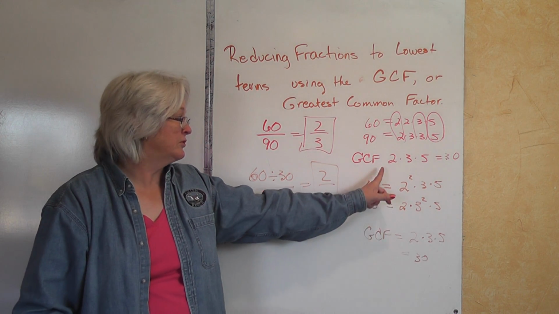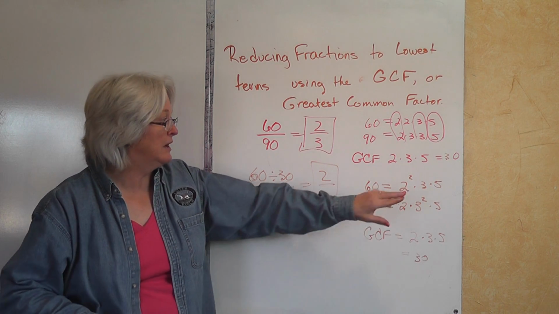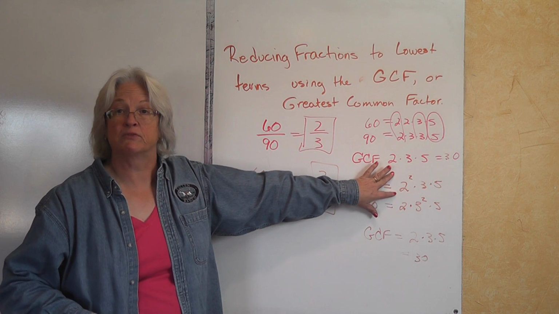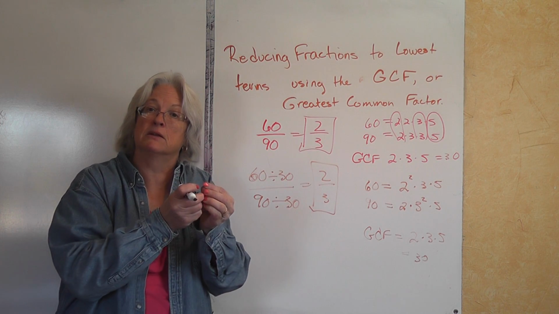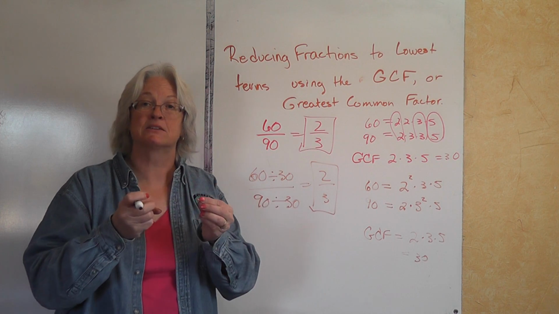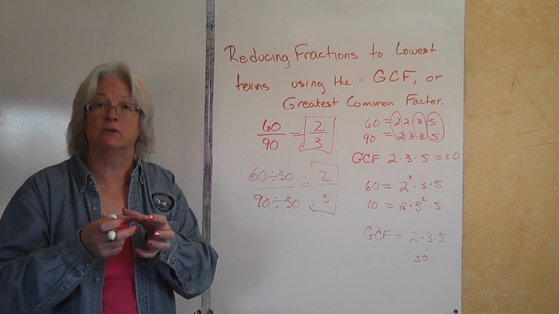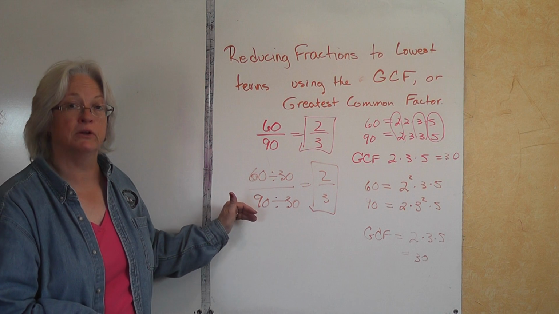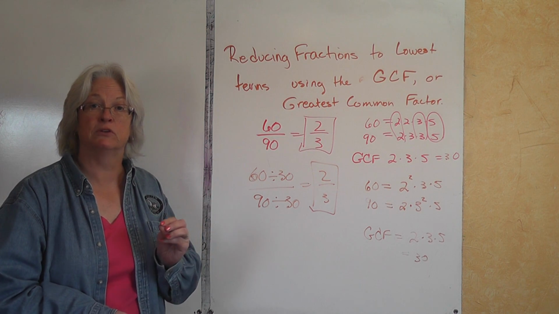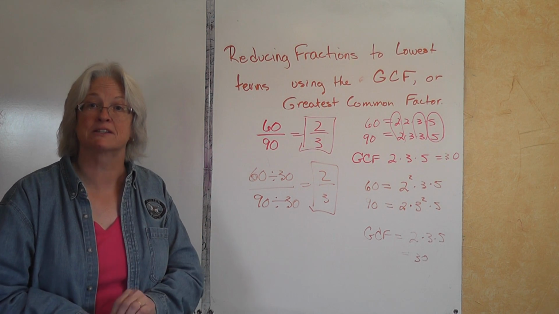Using exponential notation really comes in handy if you have like 4 factors of 2 and 3 factors of 3 and 2 factors of 5. It just makes it a more concise, more manageable way to indicate those factors. So this is what you do to reduce a fraction to lowest terms using the greatest common factor.